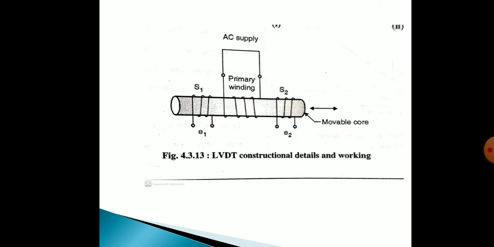The core is a cylindrical part made up of soft iron. The input displacement is applied to the core through a rod made up of non-magnetic material. When the primary is excited, it produces alternating flux which links with the secondary.